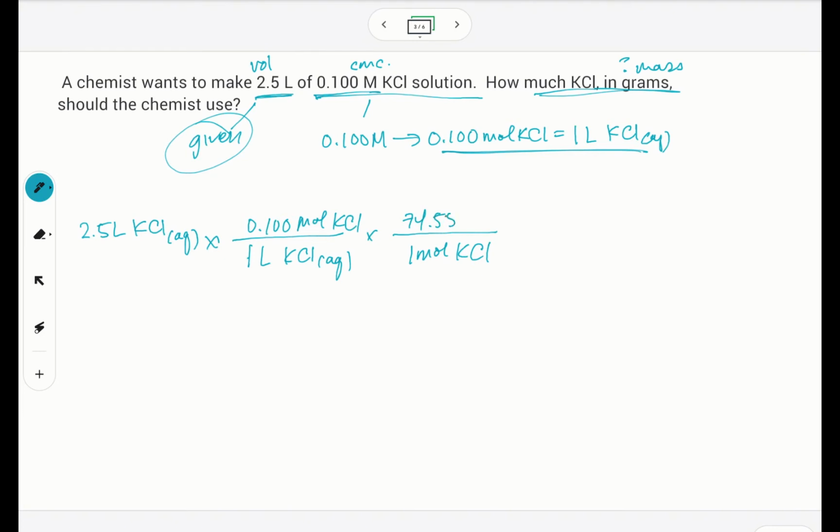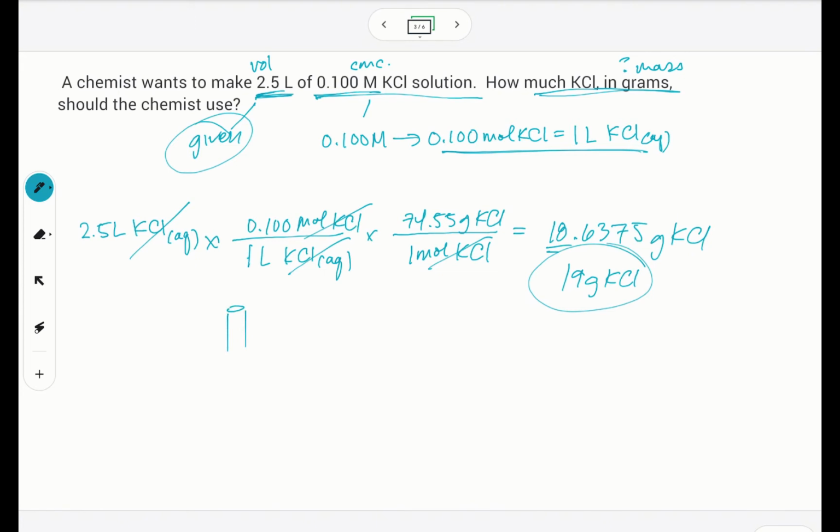And once we get that, then it's just a matter of typing it into the calculator correctly and making sure we do that math part. And if we do, we end up with 18 point something, which rounded to 2 sig figs, courtesy of that 2.5, we are going to get 19 grams of potassium chloride. Now, let's talk about how we use this information to actually make this KCl solution. So we start with a volumetric flask. Well, first we need our mass. So we have 19 grams of KCl necessary to make 2.5 liters of 0.1 molar KCl solution.